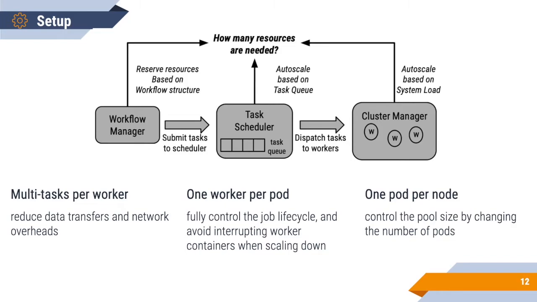Second, we want to simplify the implementation and achieve cascading deletion and creation. That is to say, we want to resize the resource pool by deleting or creating one of the abstractions. To this end, we run 1 worker per pod and 1 pod per node.